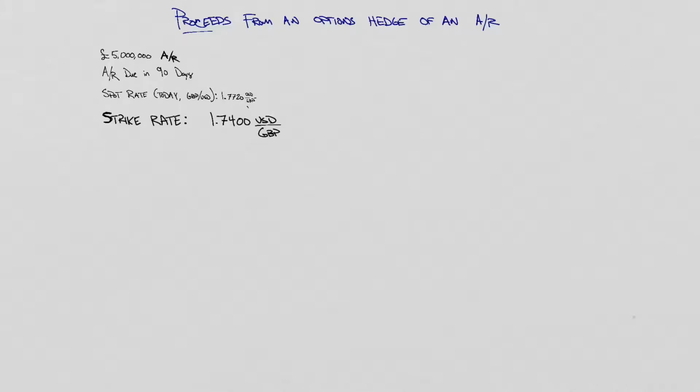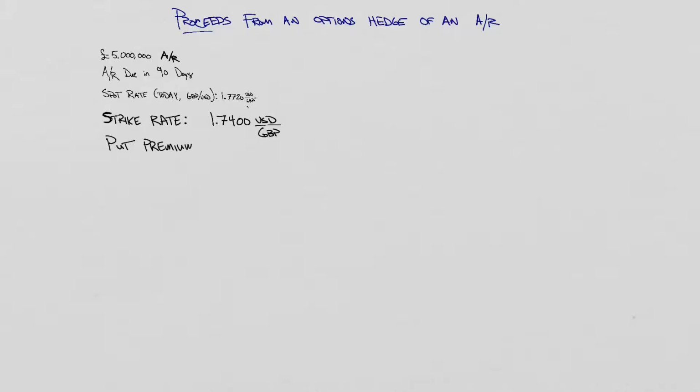This comes at a cost. We're going to select a put because a put is what will benefit if the pound weakens and we're getting paid in pounds. So we want to make sure what we get paid in, when it translates to dollars, is worth as much as we can get.